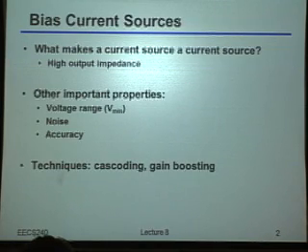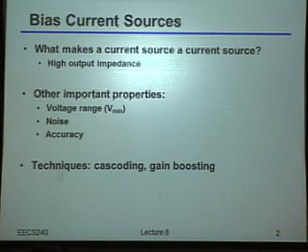So again, let's just start out with current sources. Now, before I spend too much time talking about current sources, I just need to give you a little bit of a reminder, which is the only thing that makes a current source a quote-unquote current source is that it has a high output impedance. Okay? Now, when I say high output impedance, that always has to be relative to something, right?